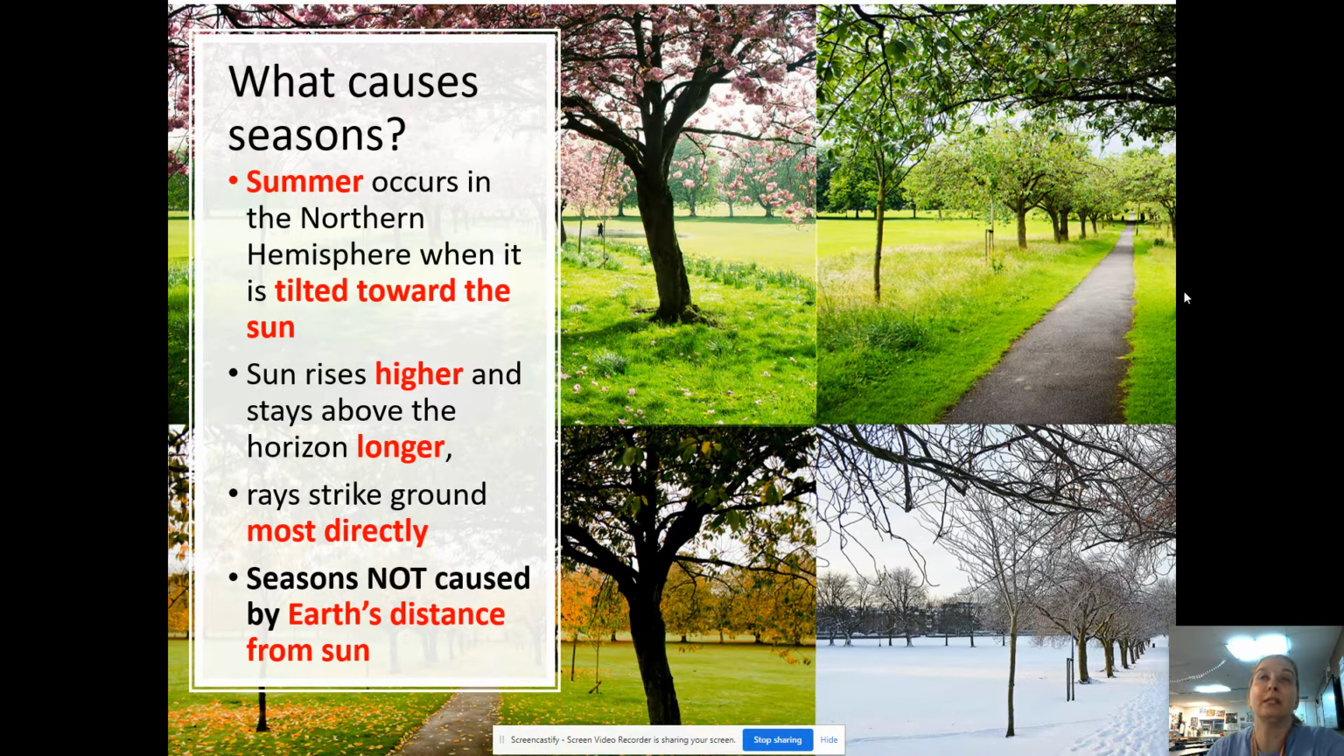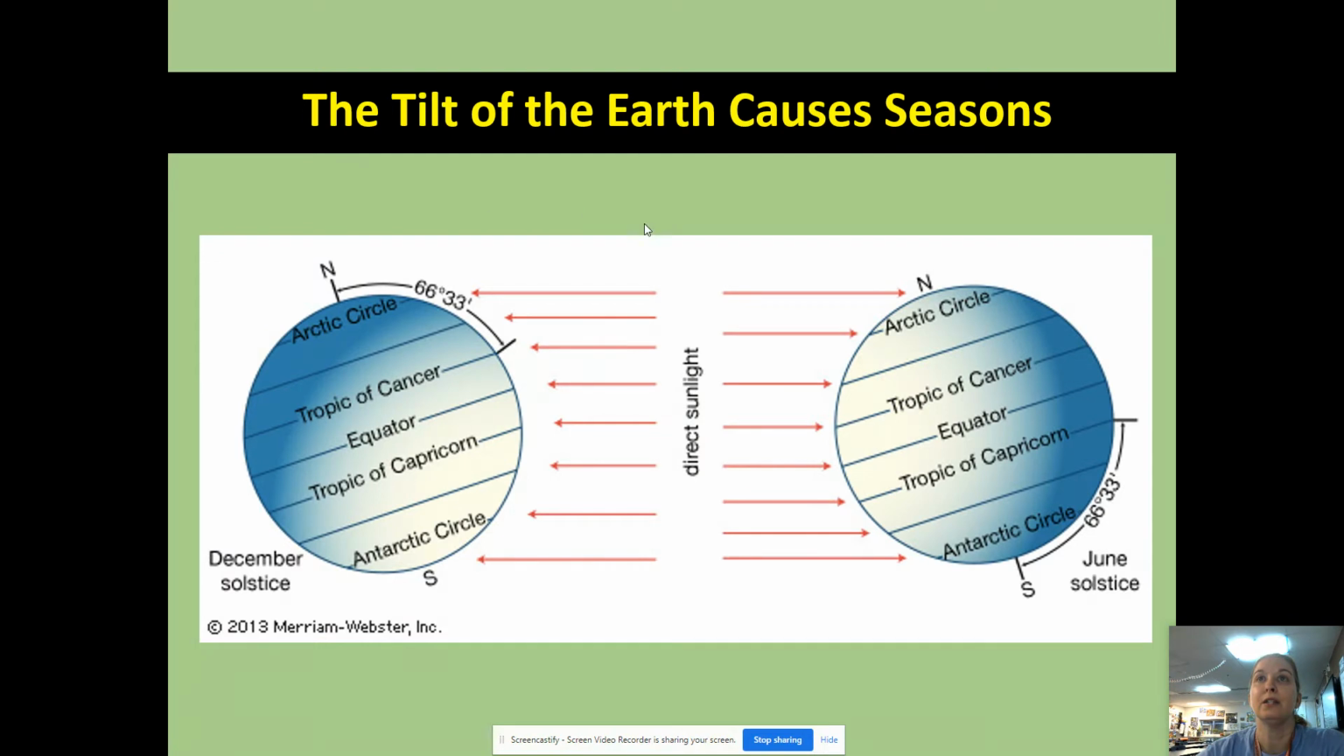So what causes the seasons? Summer occurs in the northern hemisphere when it is tilted towards the sun. The sun is going to rise higher and stay above the horizon longer. The rays are going to strike the ground most directly. Seasons are not caused by Earth's distance from the sun. So it's the tilt that causes the seasons. So the tilt of the Earth causes the seasons.